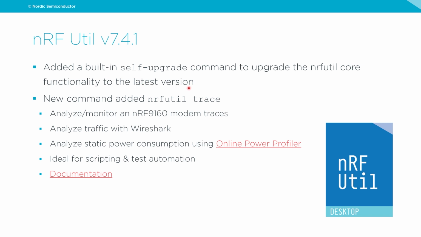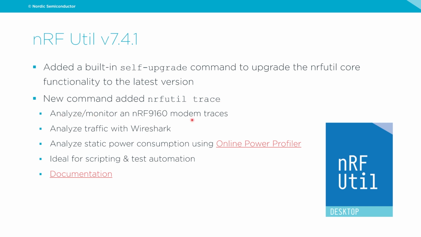So prior to this, if there was a new version of nRF util, you would have to go and grab the latest executable and overwrite the one you had. But from version 7.4.1 onward, this is no longer needed. You just need to run this self-upgrade command, and it takes care of upgrading itself without having to do it manually. One thing to notice, though, is that it doesn't upgrade the individual commands. So if you have, for example, the device command installed, that's something that you need to upgrade separately from this self-upgrade.